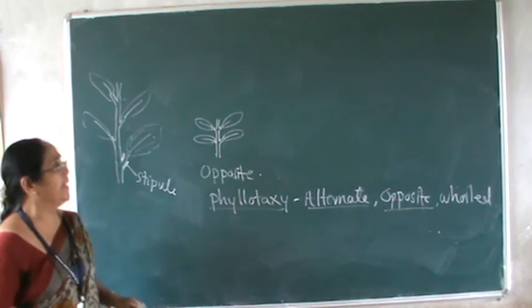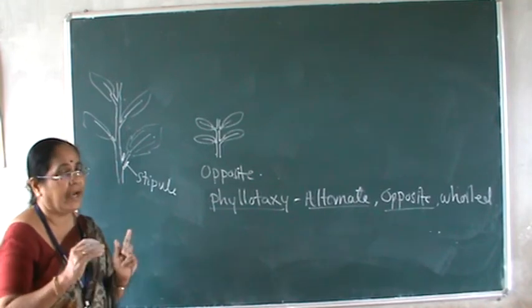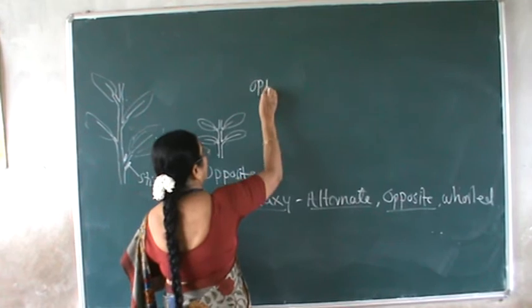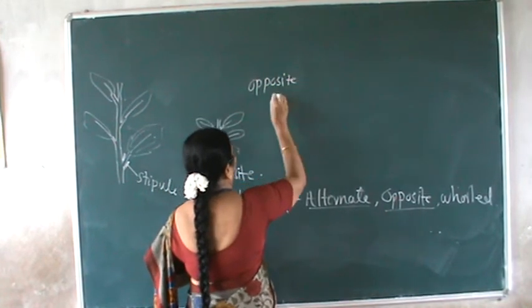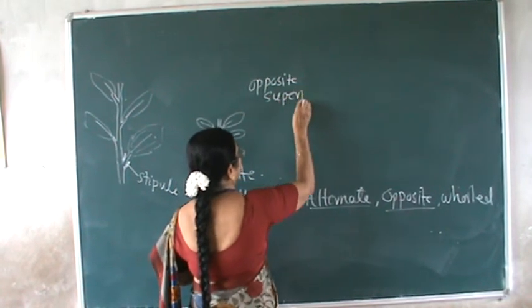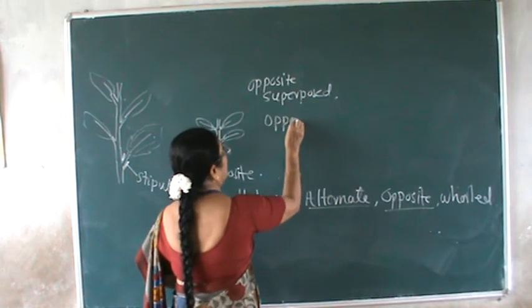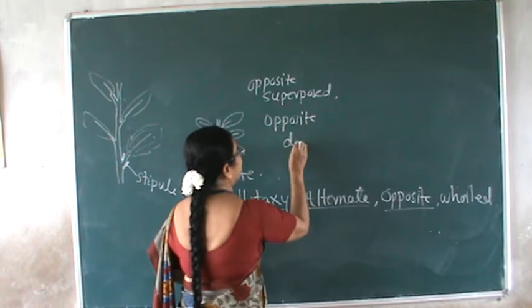Once you find that it is opposite phyllotaxy, then you have to check. There are two different kinds of opposite phyllotaxy. Opposite superposed and opposite decussate.